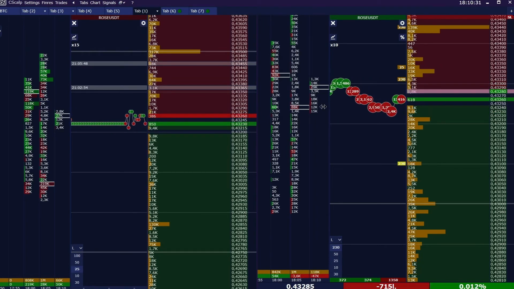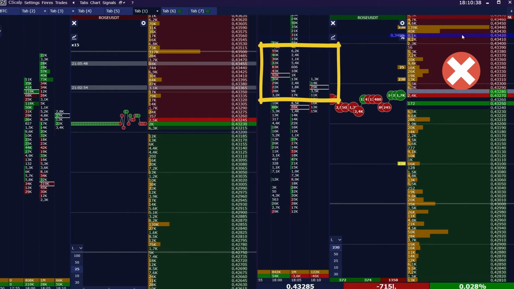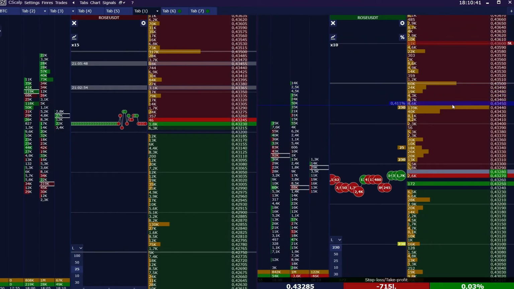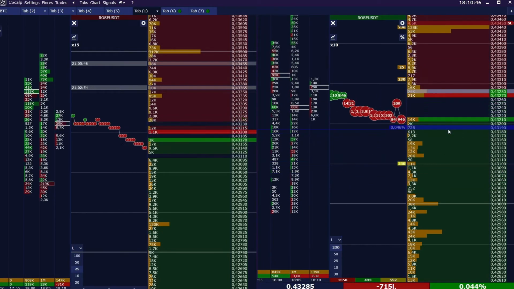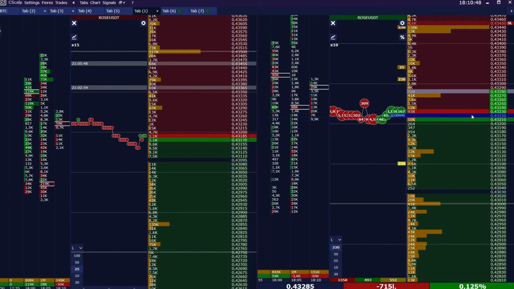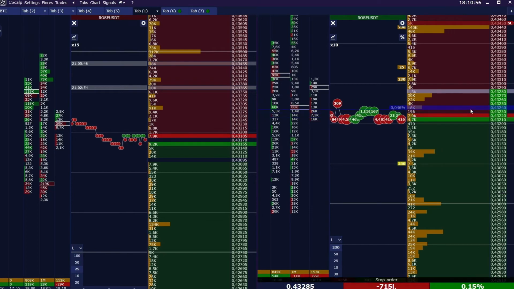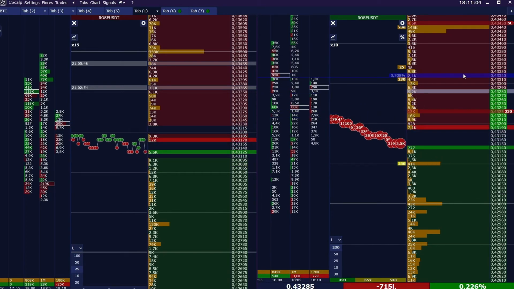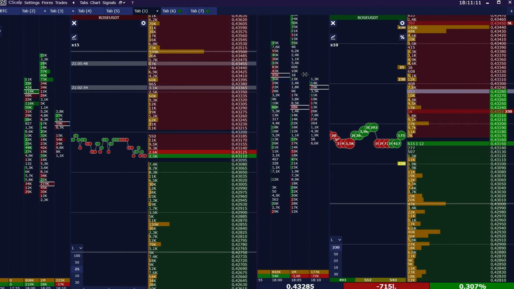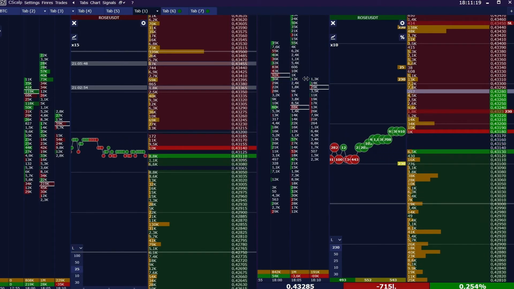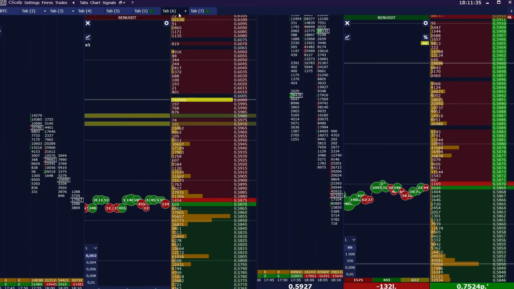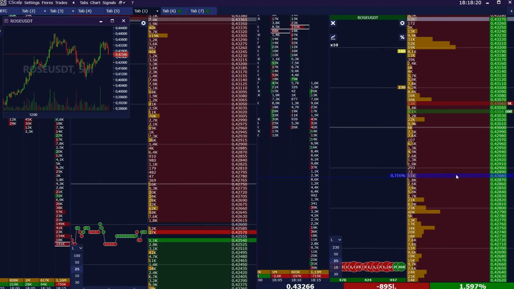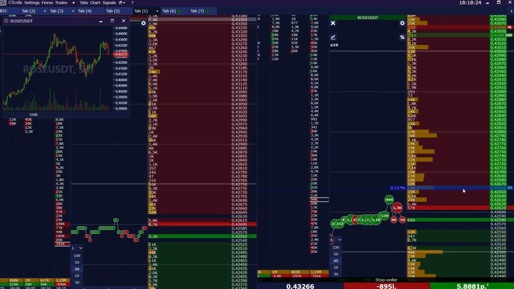As you see, the price can't break the resistance zone. I have decided to move the stop loss closer, as this level is strong enough. Finally, the price is going down from the resistance zone.